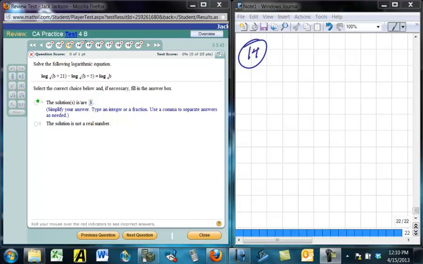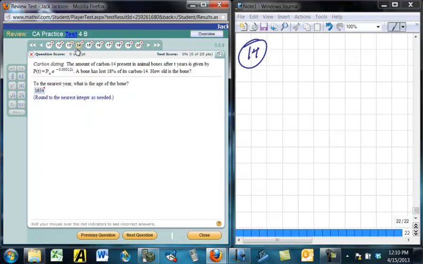We're back again with the College Algebra Practice Test 4B. We did the first 13 questions in the previous video, and now we're going to finish them up here, starting with question number 14. So, carbon dating. The amount of carbon-14 present in animal bones after t years is given by this formula here. It's an exponential thing. It's lost 18% of its carbon-14. How old is the bone?